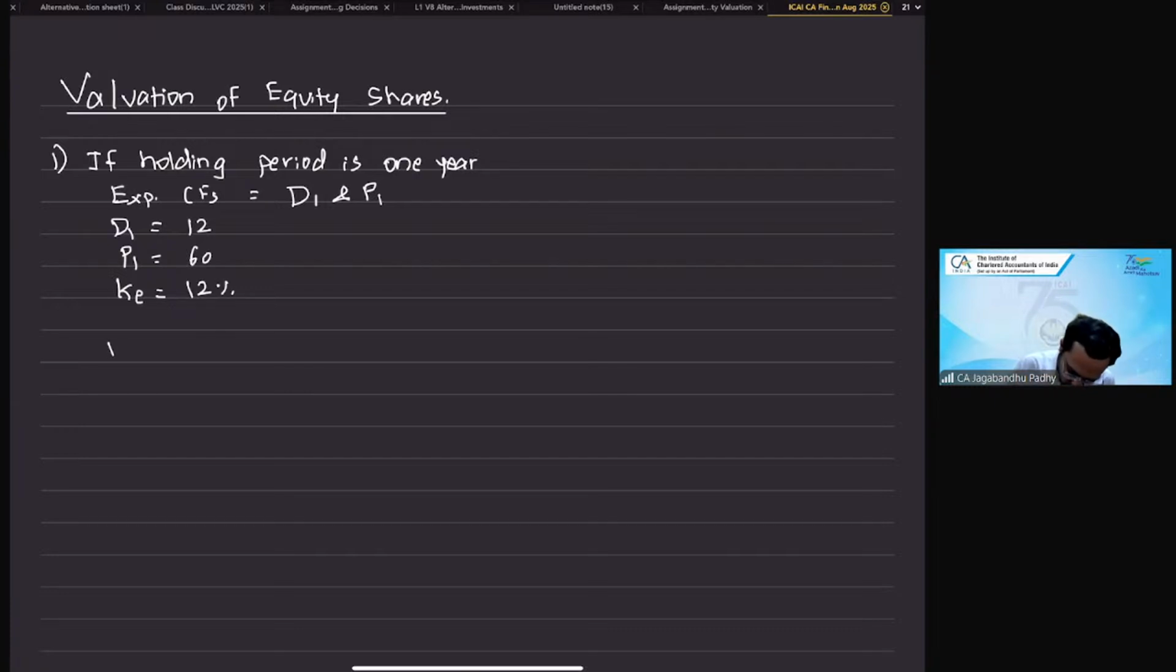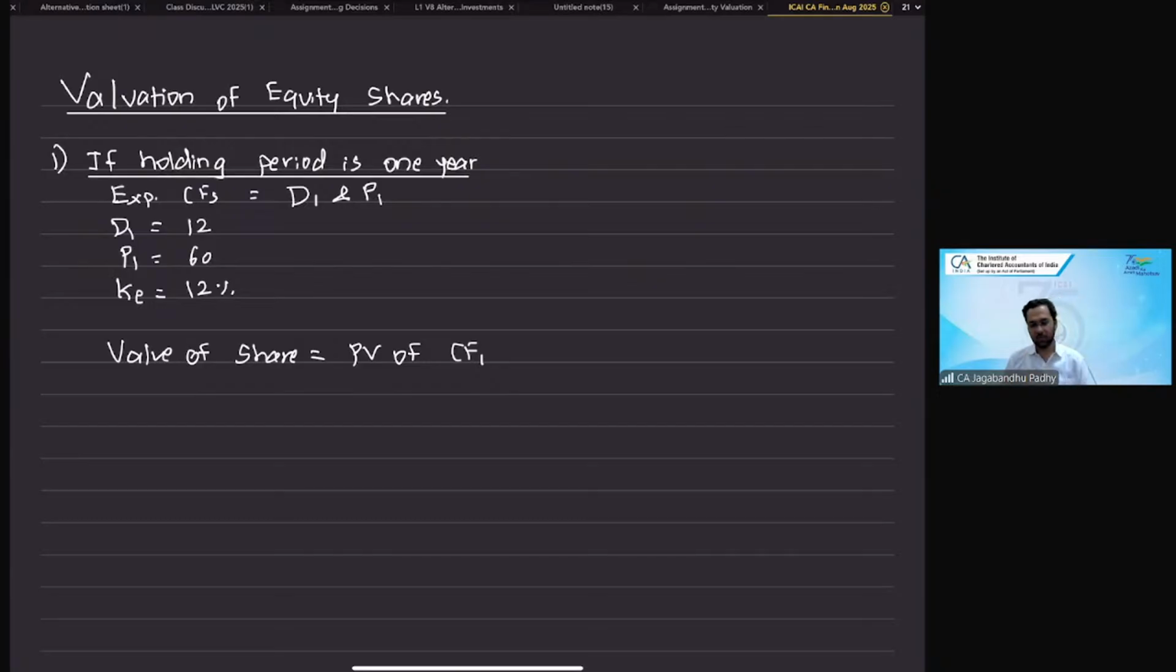So if I ask you, what should be the value of share for you? The value of share should be nothing but, sir, present value of cash flow 1, because you're going to hold it for just 1 year. You're going to just hold the share for 1 year. So the value of the share is going to be simply the present value of cash flow in year 1. So what is going to be the present value of cash flow in year 1?